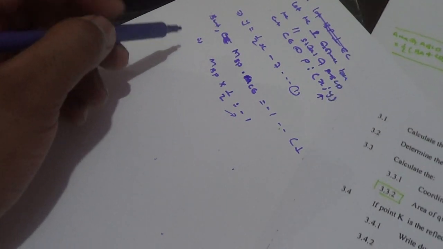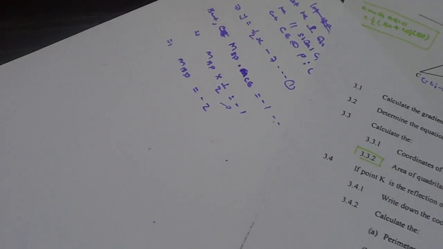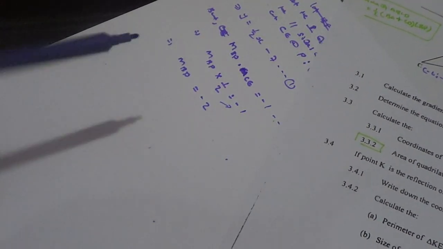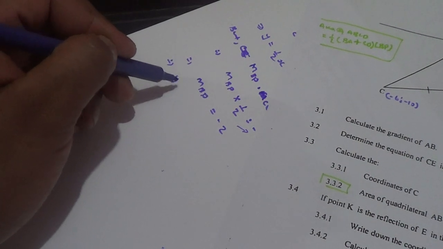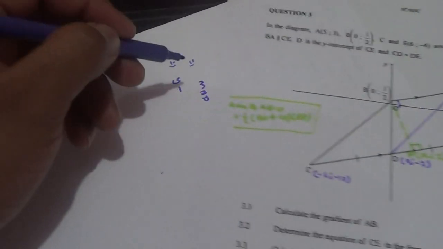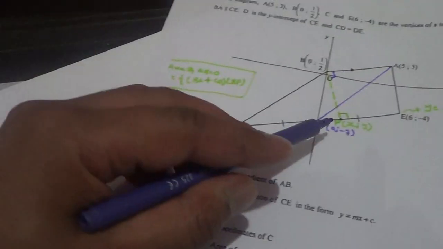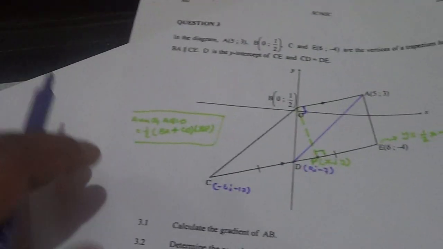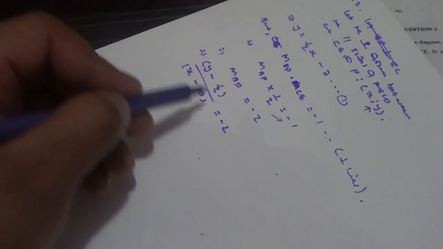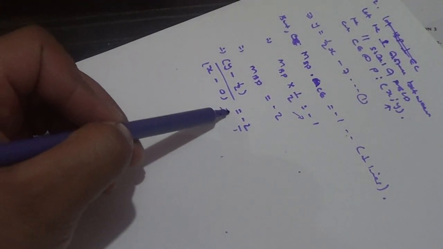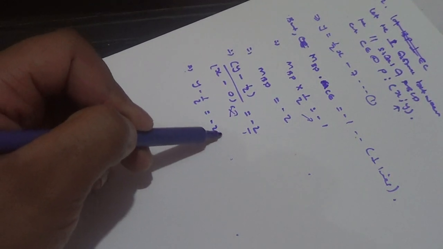This tells us that now the gradient of BP equals what? Minus 2, because it will be minus 2 when we divide by a half. It also implies that now we can express this as the y-coordinate at P minus the y-coordinate at B, divided by the x-coordinate at P minus the x-coordinate at B, equals minus 2. Now, what do we do here? This is 2 over 1 as well, so we still cross multiply. Not a big deal. So we get y minus a half equals minus 2x.